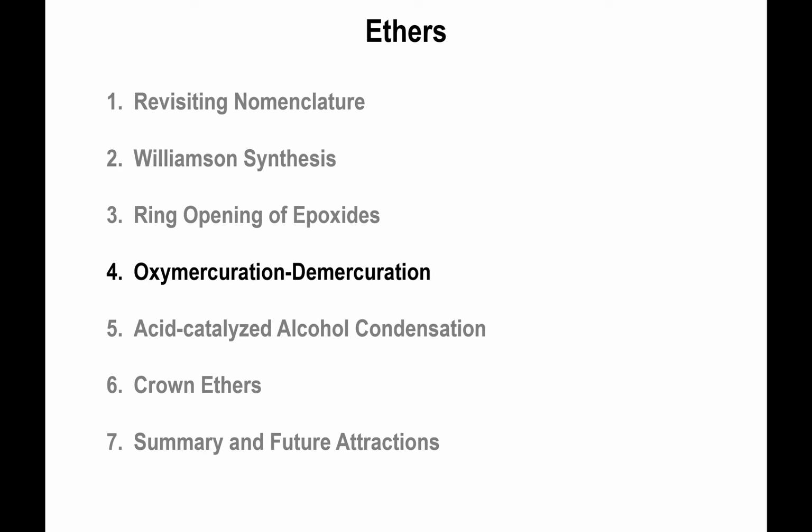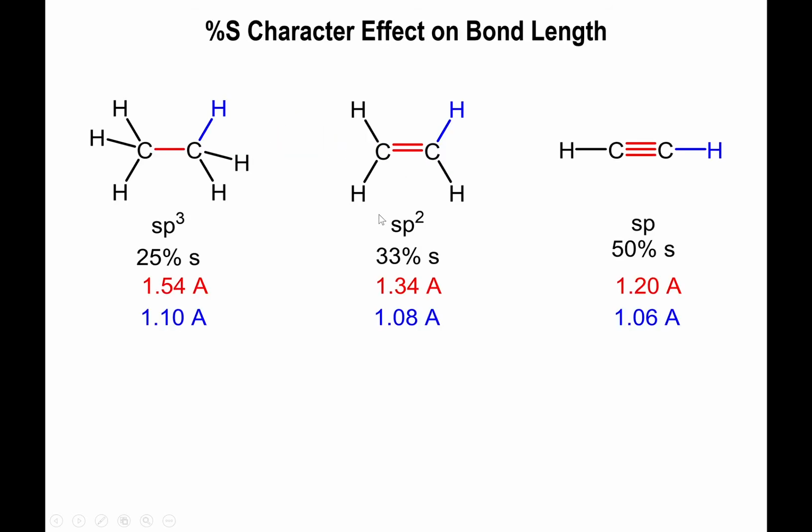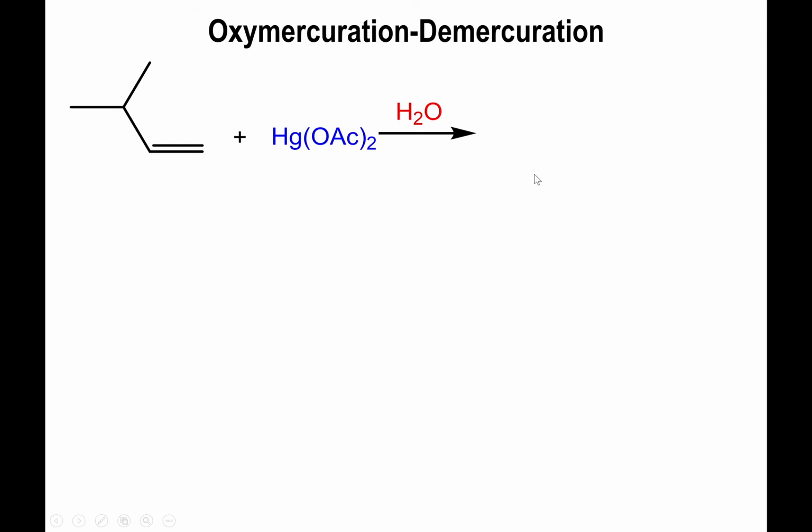Welcome back. I'm going to show you in this video how to make ethers using the oxymercuration-demercuration synthetic route. You may recall from the addition lecture that when you treat an alkene with mercuric acetate in the presence of water, you end up forming an alcohol that doesn't undergo rearrangements in the process of making the alcohol, and you also produce it via the anti-configuration.